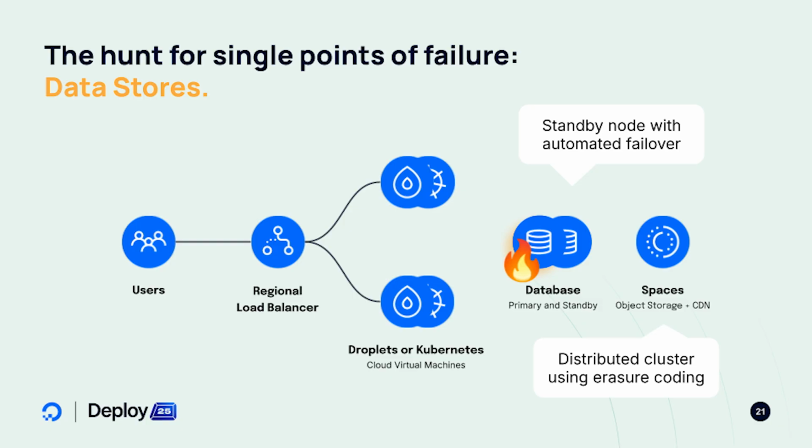And let's keep hunting for single points of failure. So database is a single point of failure in this case? By default, it is. But on DigitalOcean, you can enable something that we call standby node. This is a hot standby machine that sits there doing nothing under normal operation. But if primary node goes down, it just takes over. So not a single point of failure.